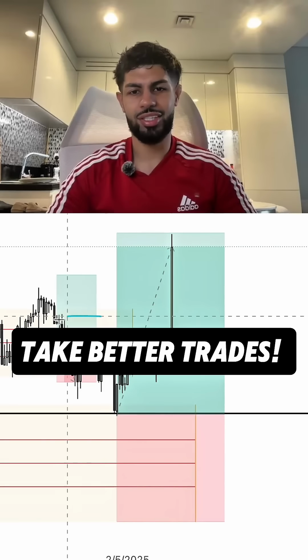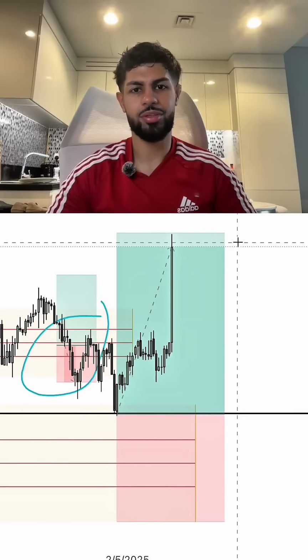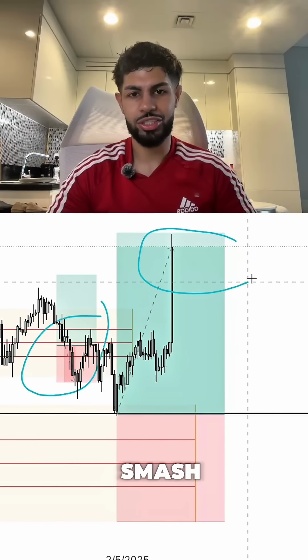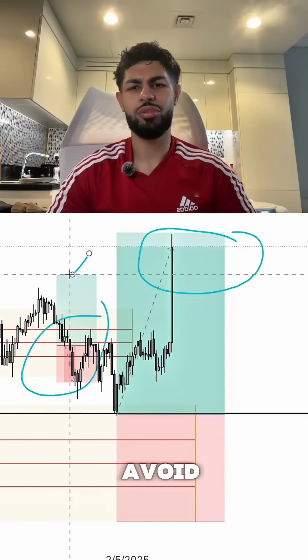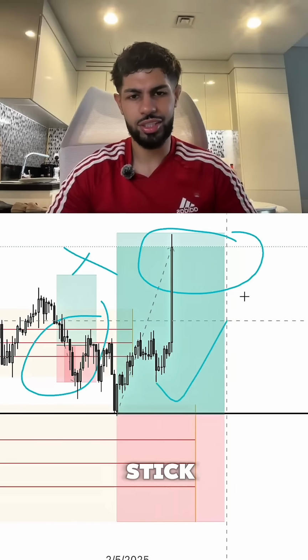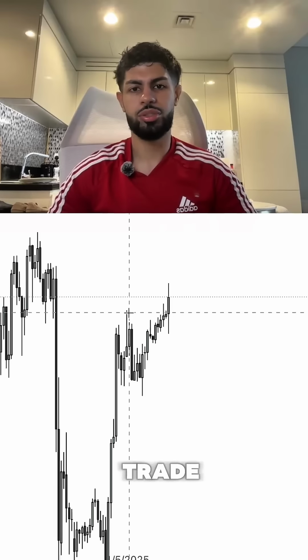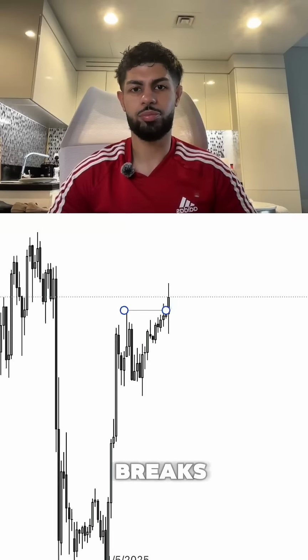See, if you enter here, you get stopped out. If you enter here, you smash take profit. So how do you avoid taking the losers and stick to taking winners? As always, we trade with the trend and we trade with breaks of structure.